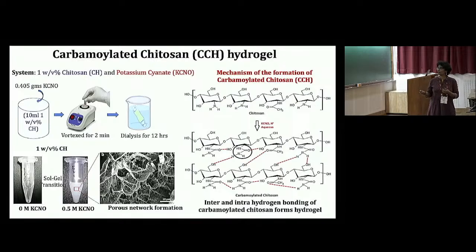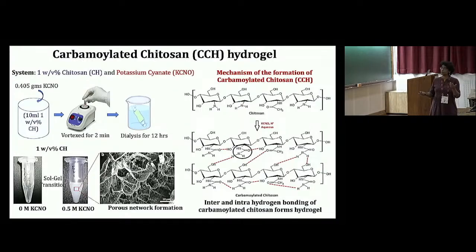This is our carbamyl group, and once we introduced that, we saw that what is a very liquid sample to begin with, with the addition of KCNO, we could form an instant gel. As soon as you add the KCNO, which in our case is 0.5 molar, immediately it turns into a gel.